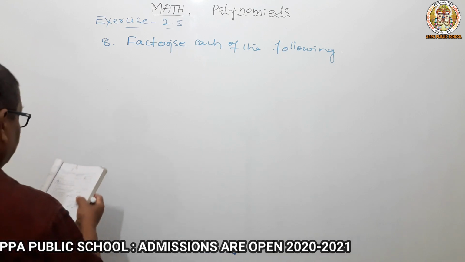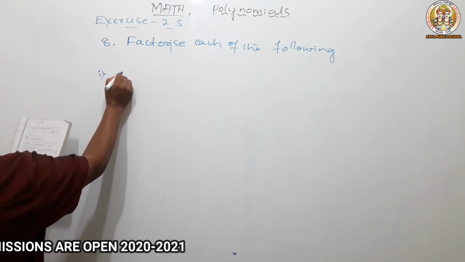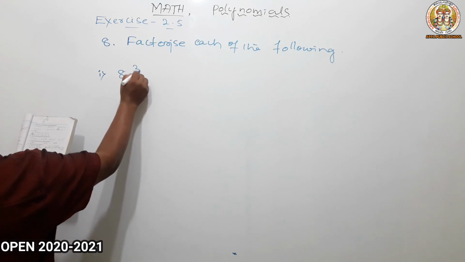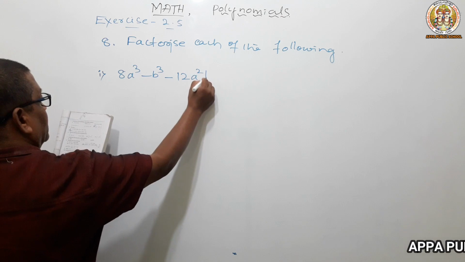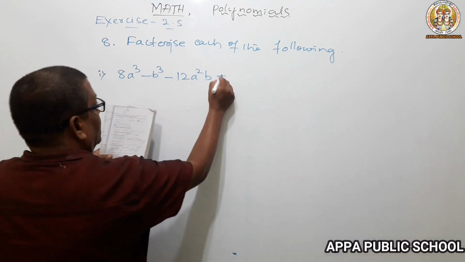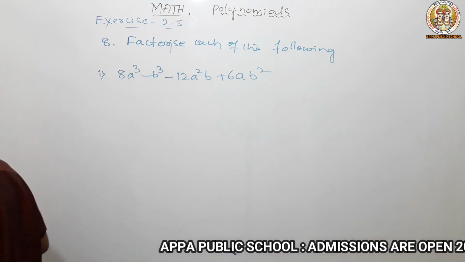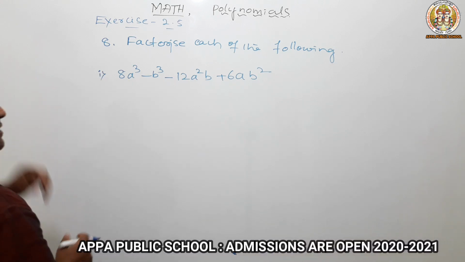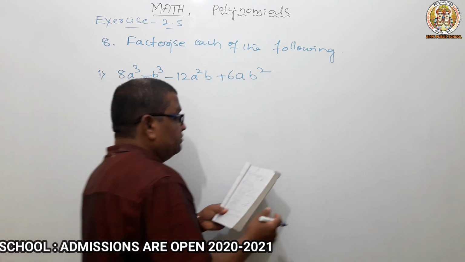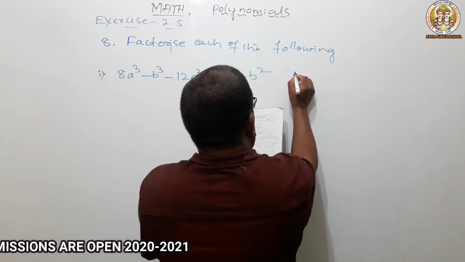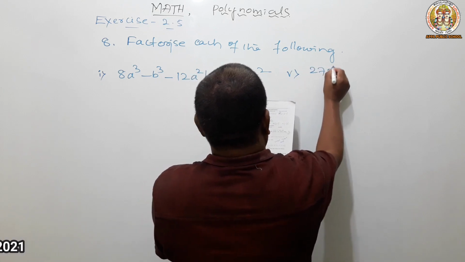Now I will take one sum here. First one: 8a cube minus b cube minus 12a square b plus 6ab square. So we need to factorize this. We can fill in very easily now here. The 5th one, I am going to take a little bit harder one here.